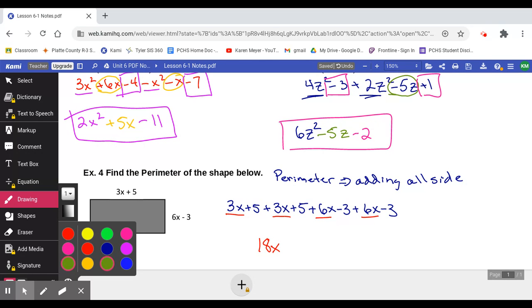Then plain numbers. 5 plus 5 is 10. 10 minus 3 is 7. And 7 minus 3 is 4. So my answer for the perimeter is 18x plus 4. And we're done.